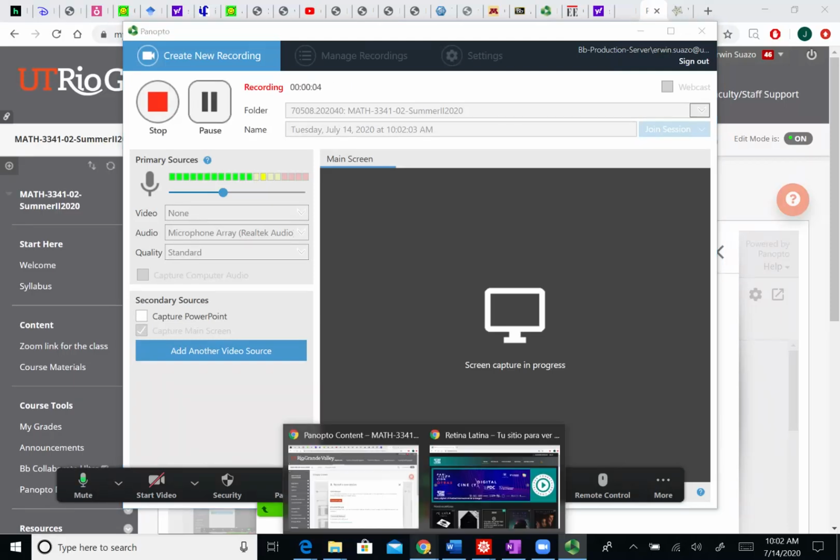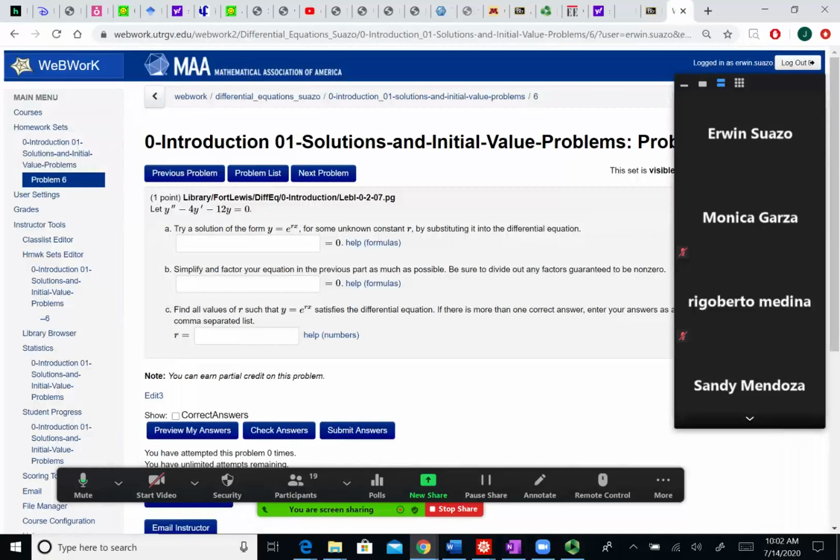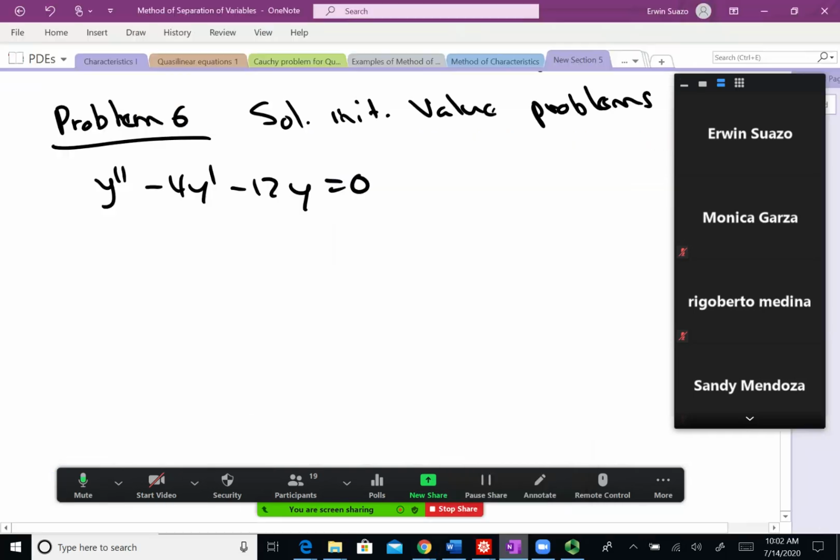Okay, so we're gonna solve this problem, an initial value problem from Webwork. So we have this differential equation, and we're gonna try to find a solution of the form e to the rx. Okay, so why do we wanna try to find a solution?